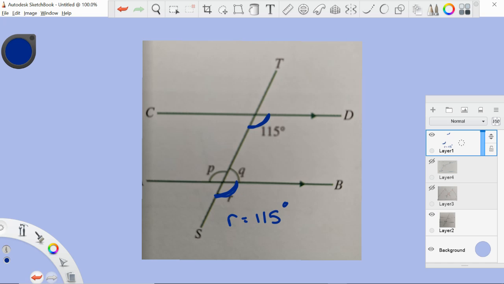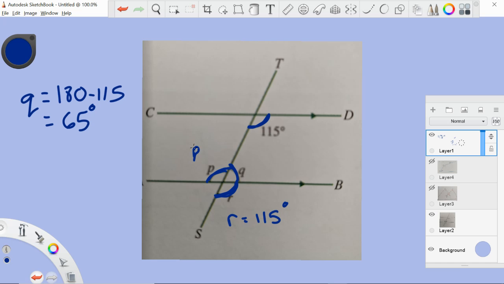The next one we could do is Q. I know that R and Q have to equal 180. So Q has to be equal to 180 minus 115. That's pretty straightforward. I just need to find out what do I add to 115 to make 180. 180 minus 115 is going to be 65, and that is the measure of angle Q. P and R are vertical angles, so they're going to be equal.